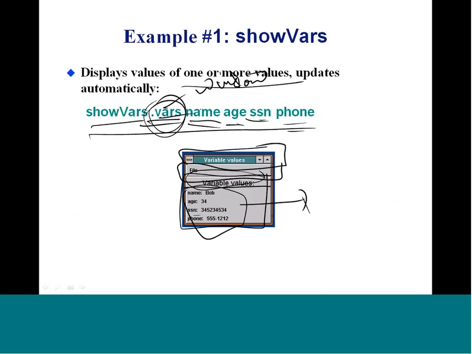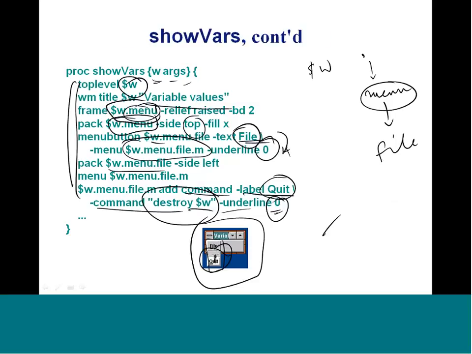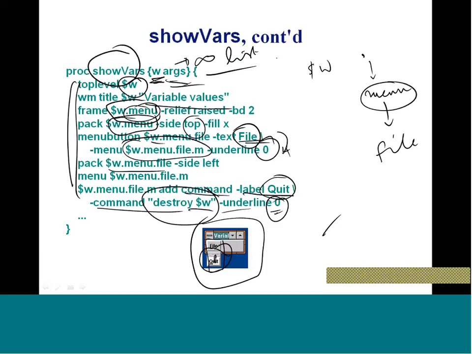So in this window, how do we specify things basically? We are building the whole program here. We call this the show wars procedure, which has the window and then a whole bunch of arguments. Again, here you can see that this is left as an infinite list. Then we set the top level to be the name of the window. Then we put the title as variable values. Then we generate new windows from the original one.